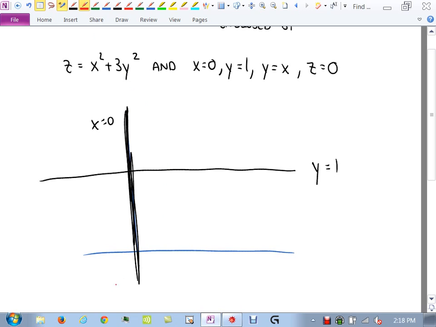Y equals x. And z equals 0 is the ground, isn't it? I can pretty clearly see 0, 1, that's happening at 1. So what type of region does this look like? Type 1 or 2, it's up to you, right? The question is, where's the paraboloid?